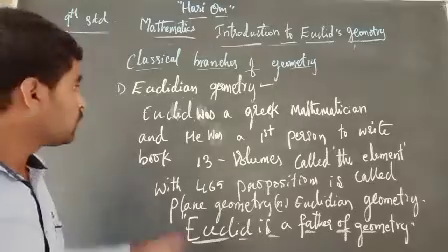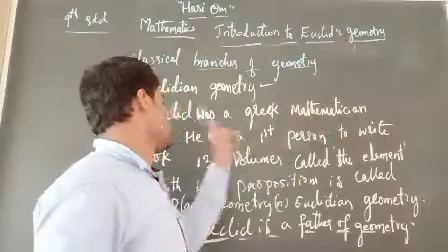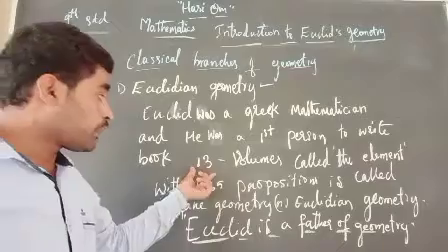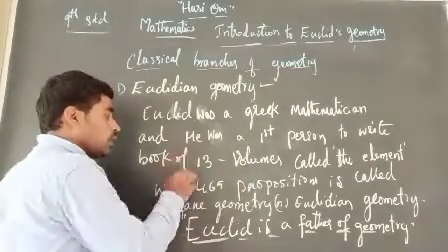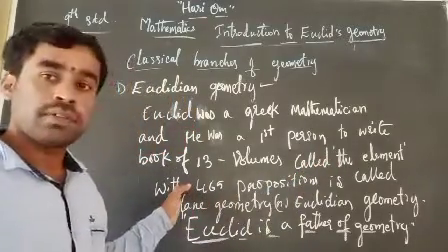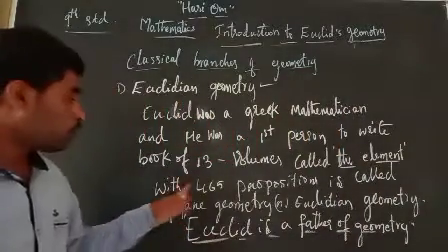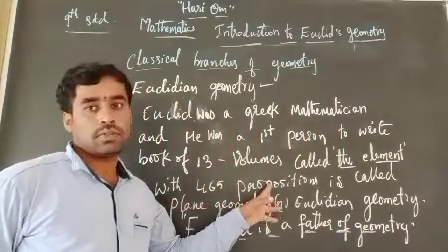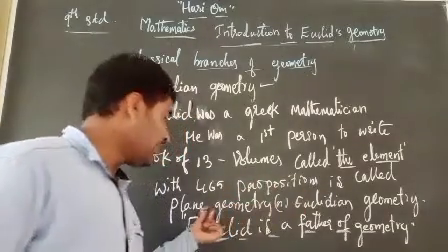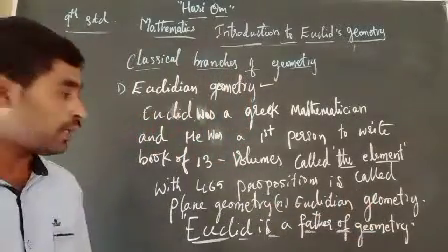Dear students, Euclidean geometry. Euclid was a Greek mathematician, and he was the first person to write a book of 13 volumes called the Elements. The Elements is the book name, and with 465 propositions is also given. The 465 propositions are called plane geometry, or what we call Euclidean geometry.